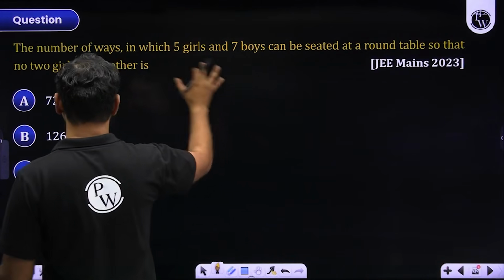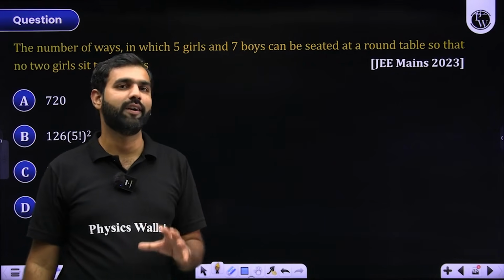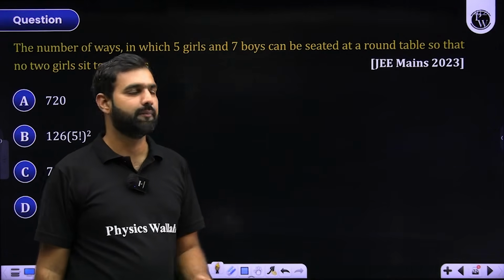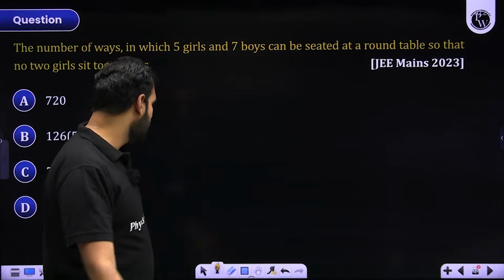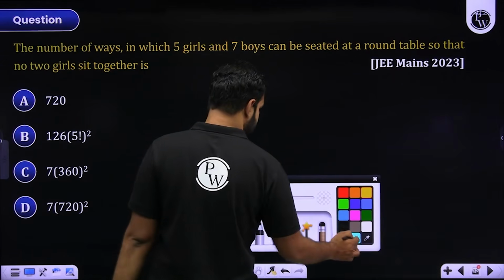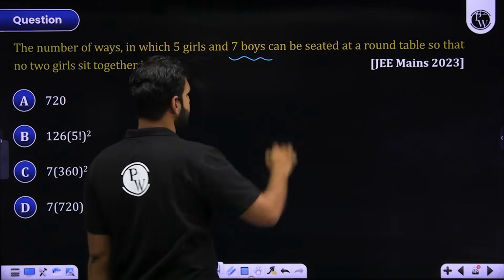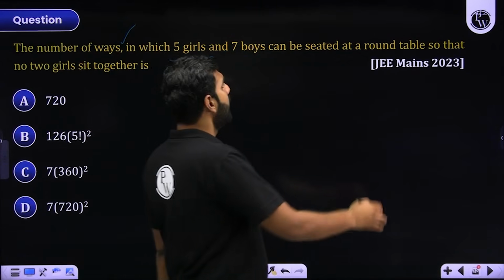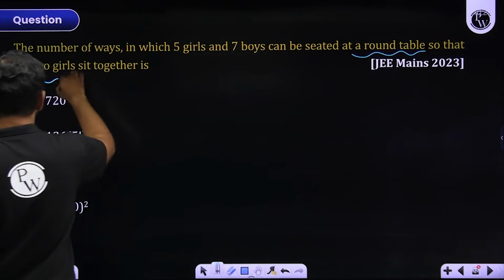Look at this particular question. These questions will give you more clarity about those formulae which we avoided or skipped discussing. We'll discuss them through these questions only. I'll give you the logical approach which you should remember. What does the question say? The question says that the number of ways in which 5 girls and 7 boys can be seated at a round table so that no 2 girls sit together.